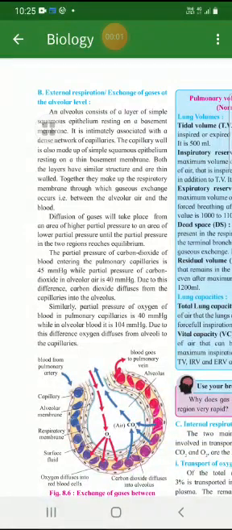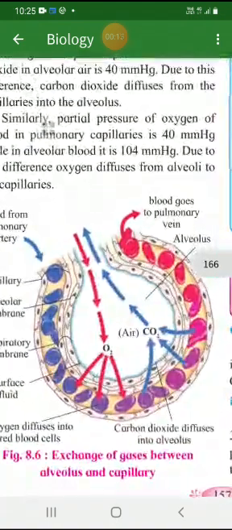Understand what's external respiration. So in mechanism of respiration we have breathing, which had inspiration and expiration. Now the second step is external respiration. When in external respiration, this is a structure that you have to understand here.